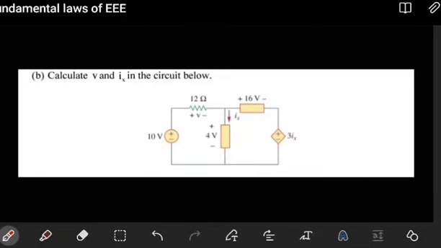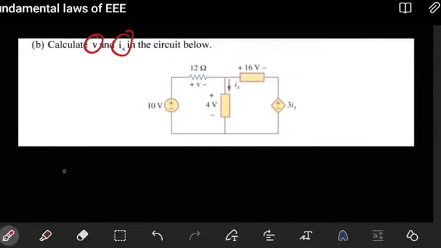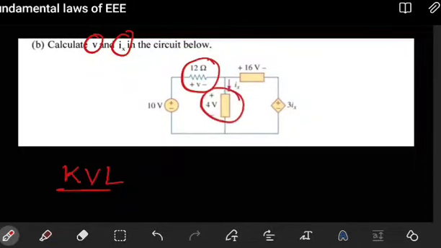Now let's look at the second question here. For this one, we now want to find V, which is the voltage drop across the 12 ohms, and IX. IX is the current passing through this circuit element here. So how do we do that? Here, we're going to be seeing the use of Kirchhoff's voltage law. So I'm picking Kirchhoff's voltage law here because we are seeing voltage drops being indicated here.